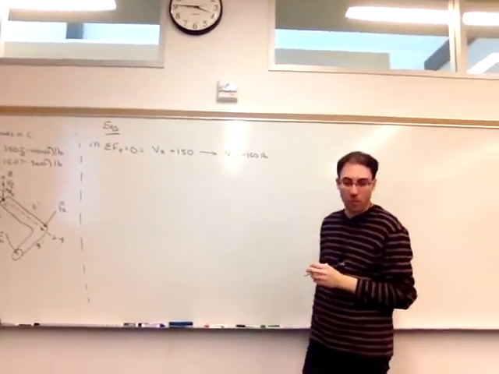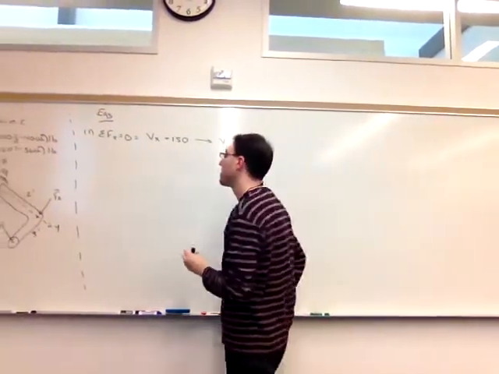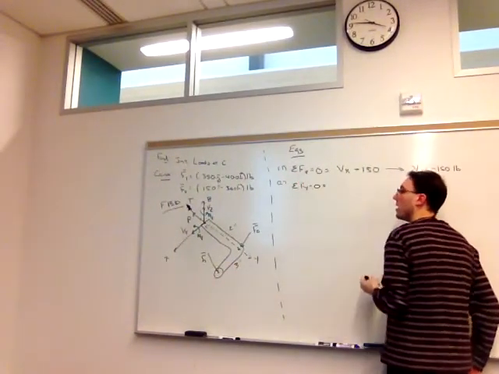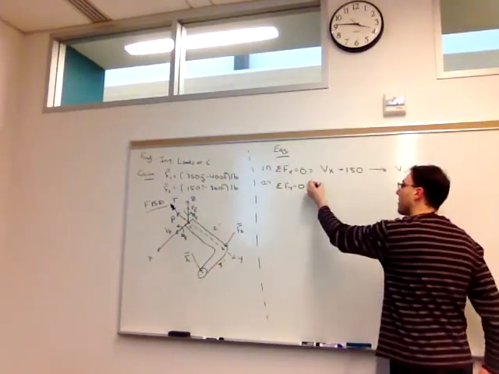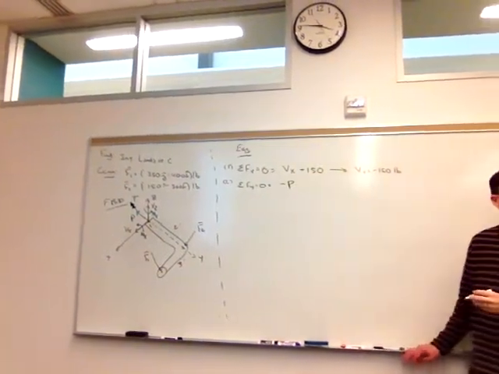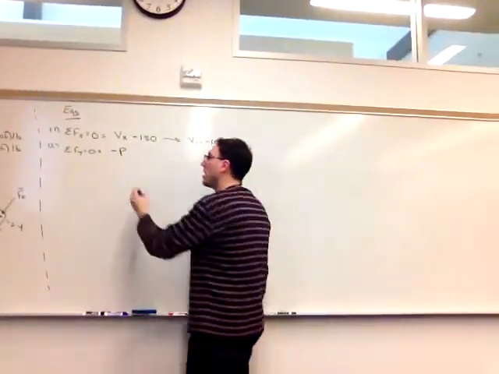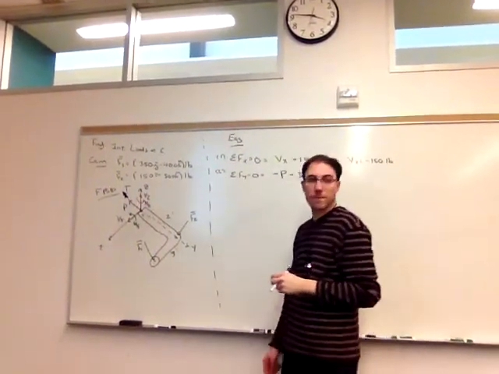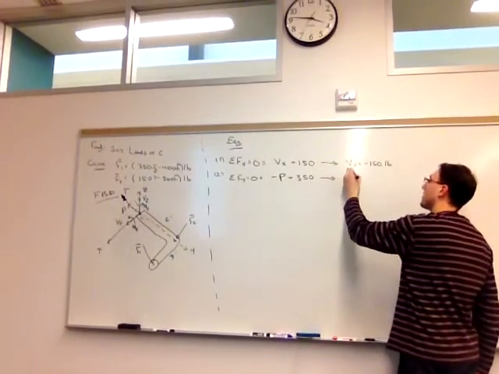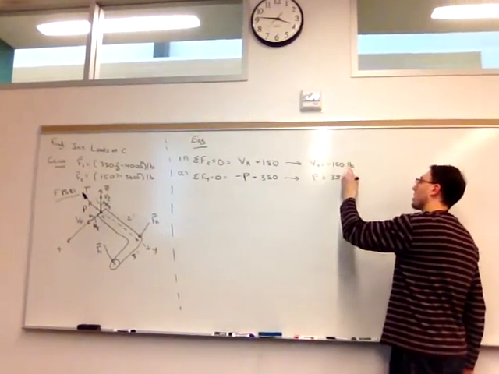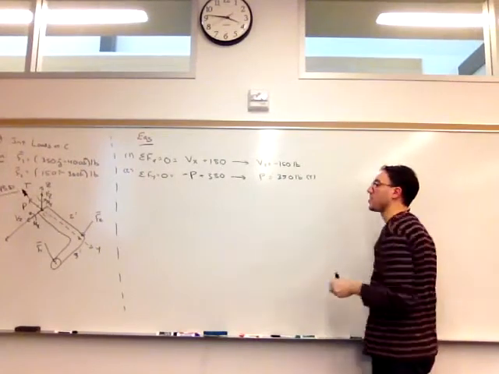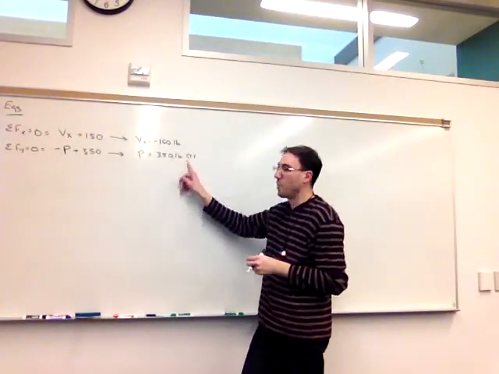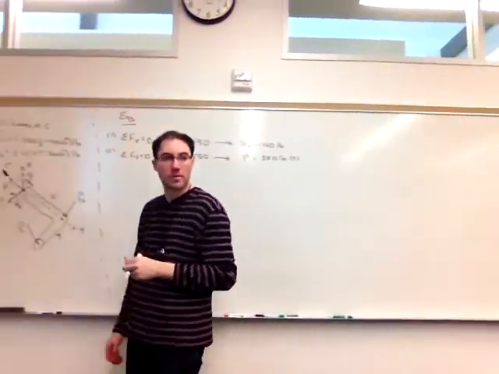Vx, then, I get negative 150 pounds. In the y direction, I have negative P, since it's directed along the negative y direction, plus 350j, or 350 from F1. The internal normal force at point C is 350 pounds. It's positive, so we can say that this is in tension at this point.